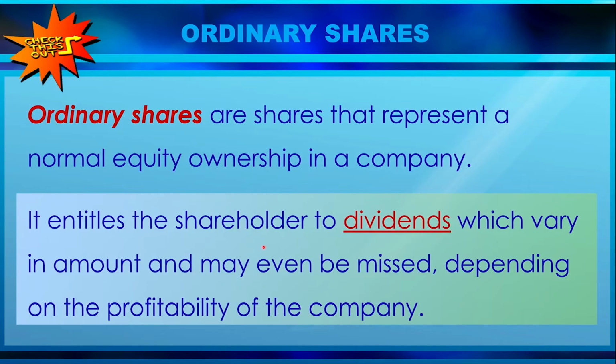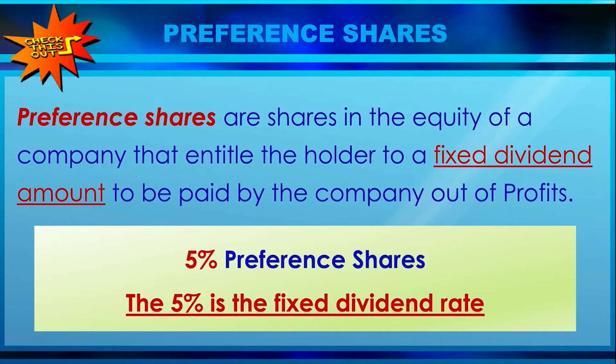So the ordinary shares are the shares that represent the normal equity of ownership in a company. It is the normal ones. All corporations would have ordinary shares, right? The ordinary, the common, that is the majority of their shares. And of course, we mentioned the word dividends. Dividends is the share of profit that the shareholders get.